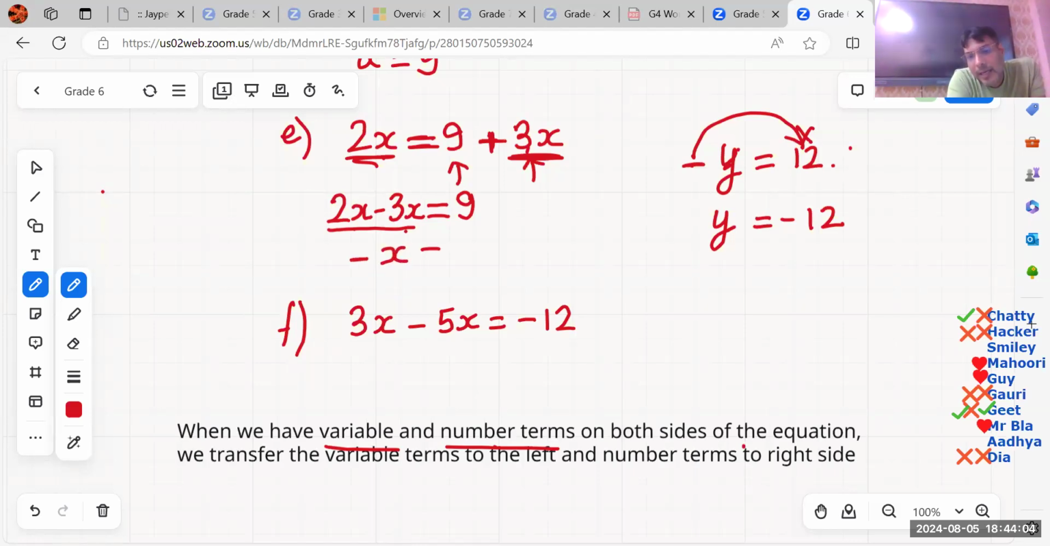Minus 1x को मैं minus x भी लिख सकता हूँ. Minus x equals to 9. Then x will be equal to what? Minus 9. Yes, x will be equal to minus 9.